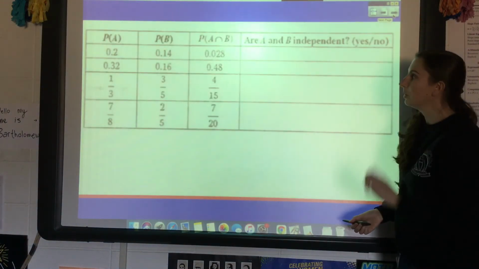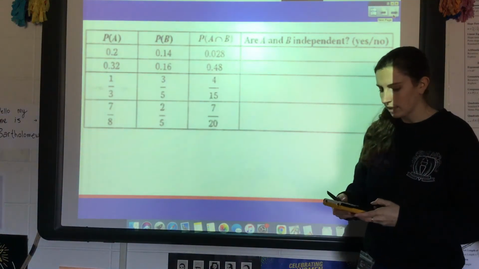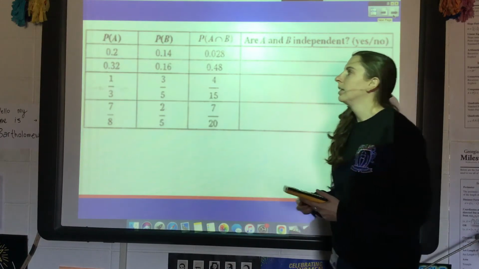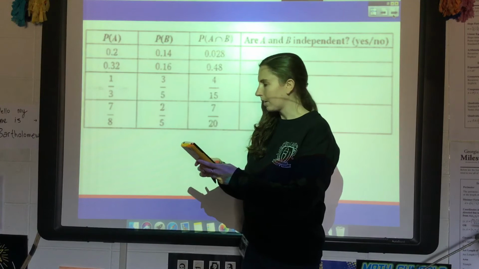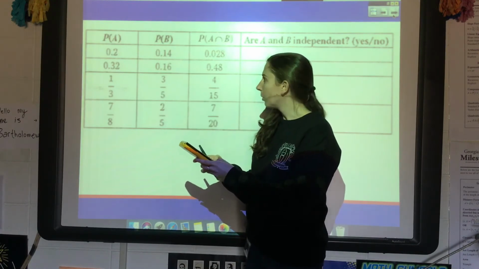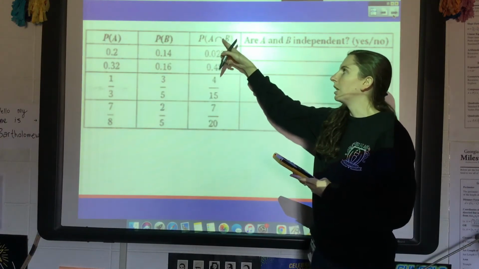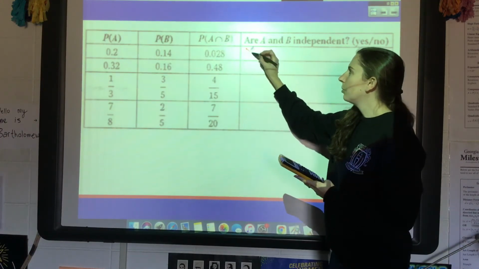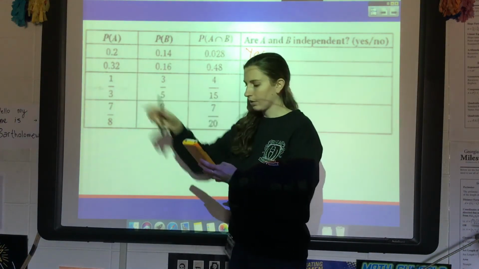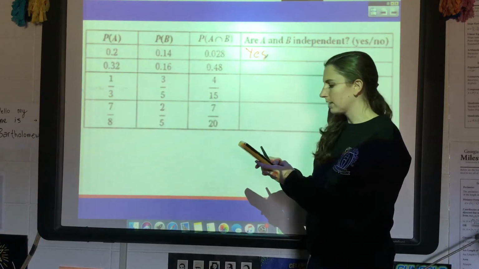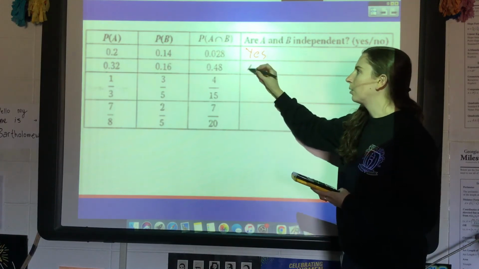Here's just a few more examples. Maybe pause the video and try these, and then you can watch me go over it. So the probability of A is 0.2 and B is 0.14. So if I multiply 0.2 times 0.14, I get 0.028, which is exactly what this is, the probability of A and B. So this would be yes, they are independent. On this one, if I do 0.32 times 0.16, I get 0.0512, which is not this. So that would be a no.